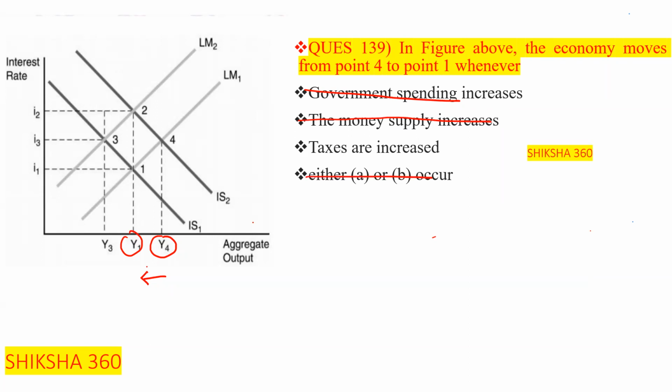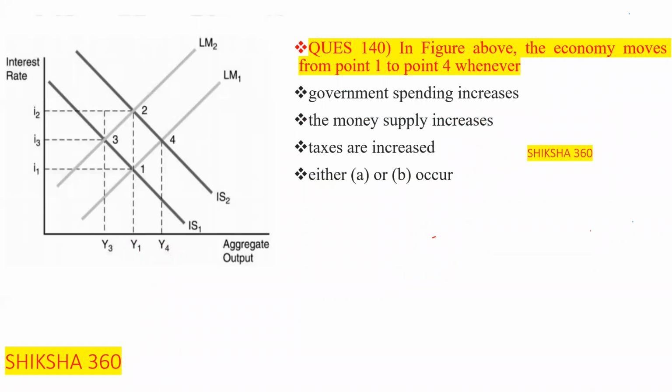So this one is not clear. Here the money is going to decrease. That is basically the taxes are increased. So this one is our answer. Now let's move to the next question.